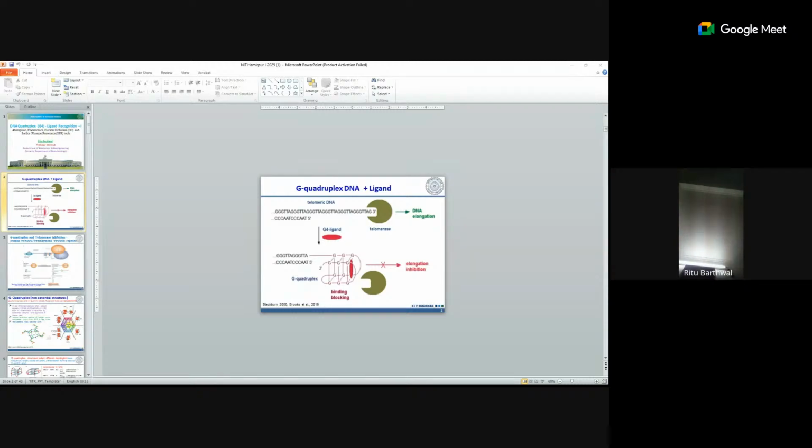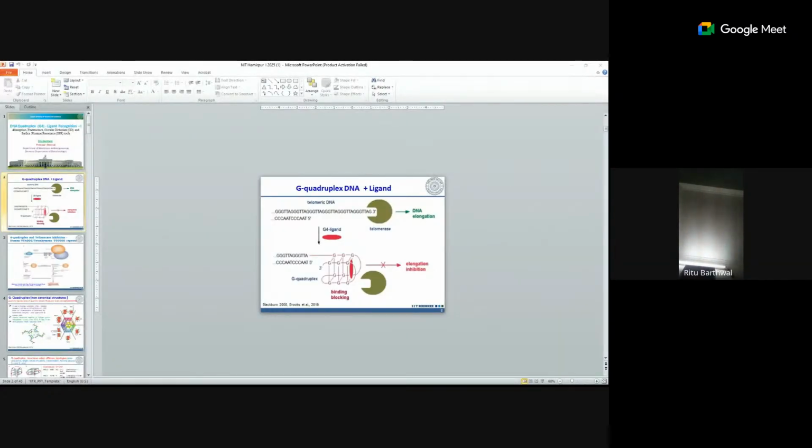It so happens that if you have small molecules or ligands which can bind to it, it will inhibit elongation and therefore it will result in anti-cancer action. This happens under certain conditions, and a strategy has been developed to have ligands which can bind effectively. Firstly, it should bind effectively. Secondly, it should be able to stabilize this so that it forms a stable complex and does not let the G quadruplex open up.